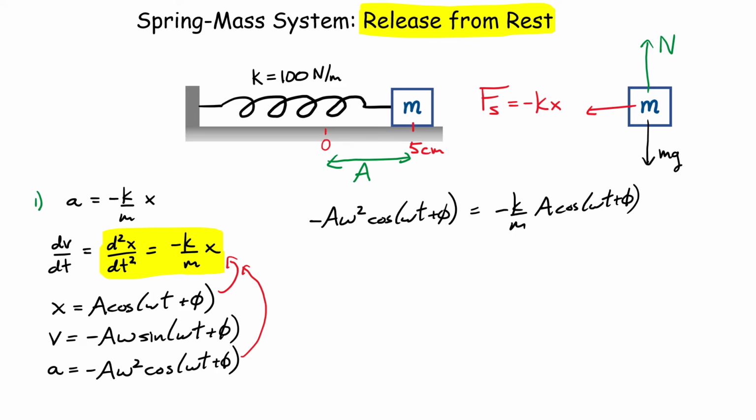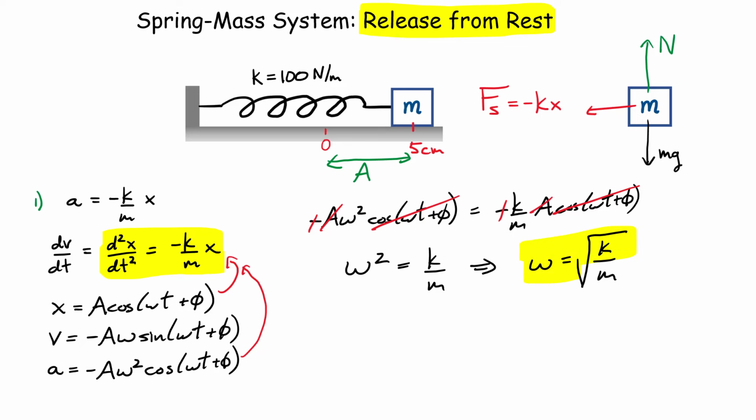We can see that we have a solution. We have cos omega t plus phi on both sides, so let's just eliminate that. We also have the amplitude on both sides, and a negative sign on both sides. And look, as long as omega squared equals k over m, that means that omega, this angular frequency that appears in the solution, is equal to the square root of k over m. This is a really, really important expression for simple harmonic motion, for a spring and mass system.